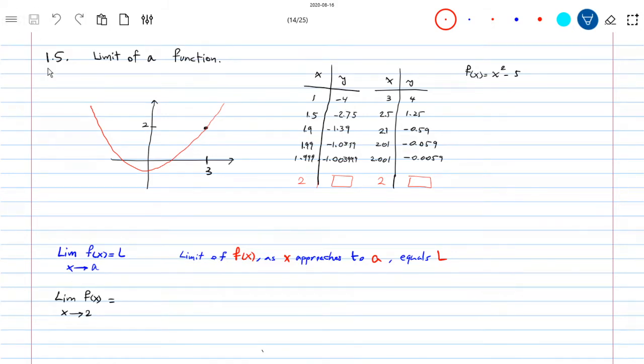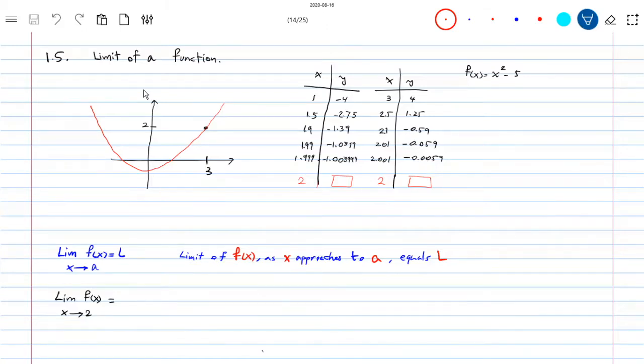Okay, welcome back. Today we're going to talk about limits of functions. Let's first see what the idea is. A limit is basically expecting a behavior from a function. It's a guessing of what is going to happen at a specific location.